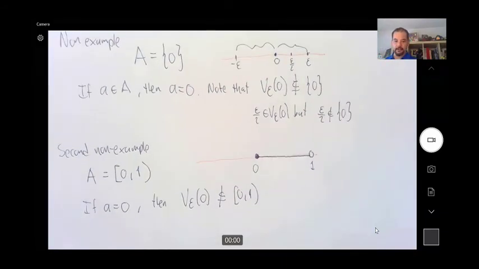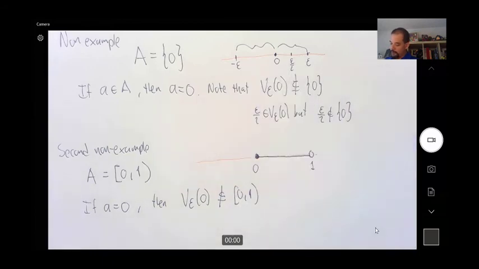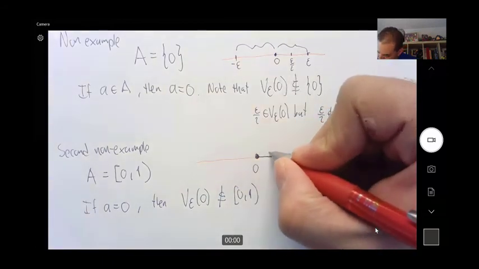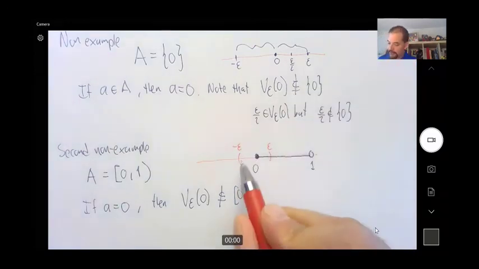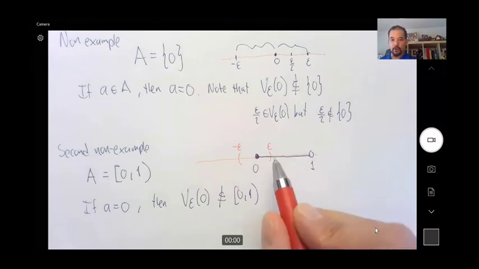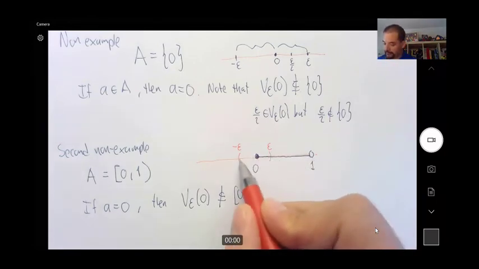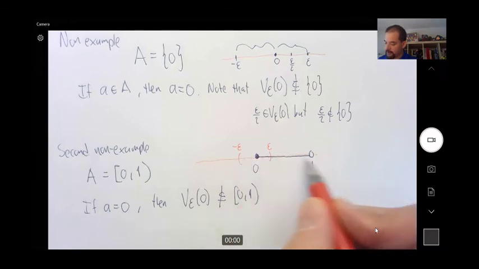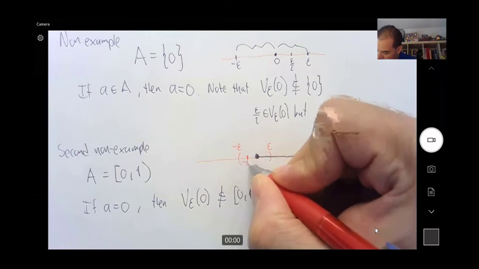How do I show that? All I need to show you is an element that is in here and is not in there. And I'm going to do it in a similar way as the one we did before. Whatever your epsilon is, so this is epsilon and this is negative epsilon, I can find someone in here that is not in the interval. What is that someone that I'm going to find? Well, I'm going to pick someone on the left, right? Because the left obviously is not in the interval. So I'm going to pick this guy, negative epsilon over 2.